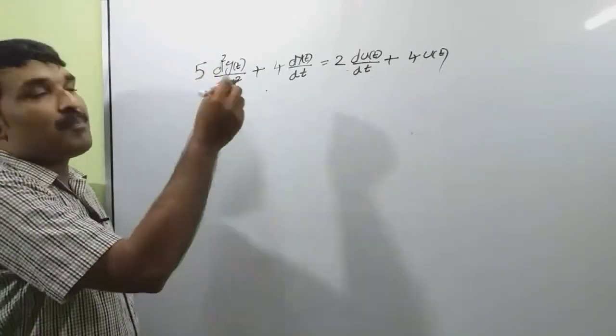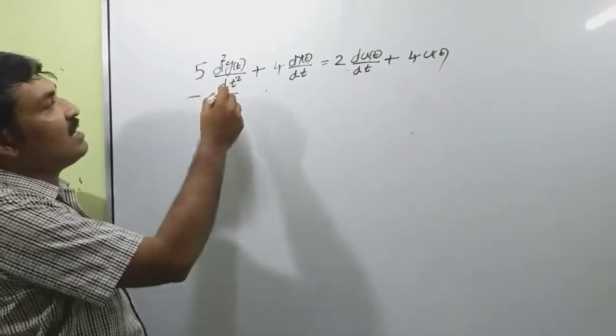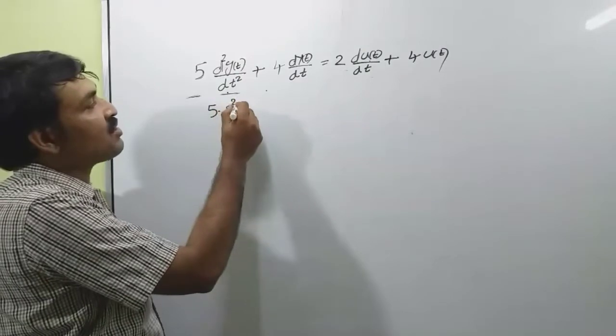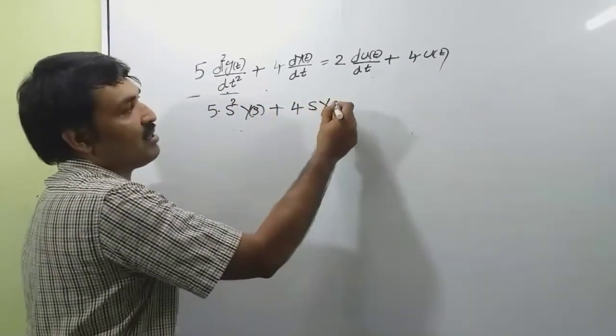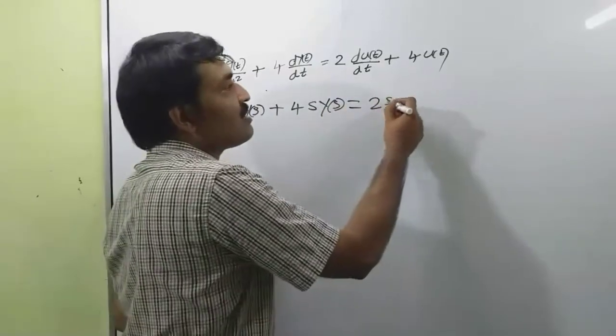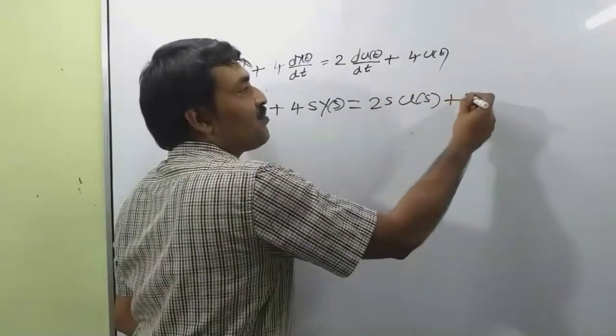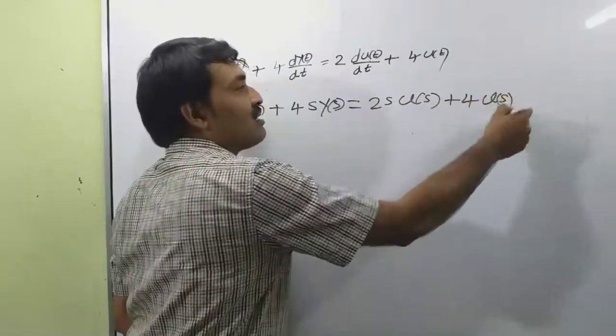So I am taking the Laplace transform of this term. That is equal to 5 into s square Y of s plus 4 into s into Y of s, that is equal to 2s into U of s plus 4 times U of s.